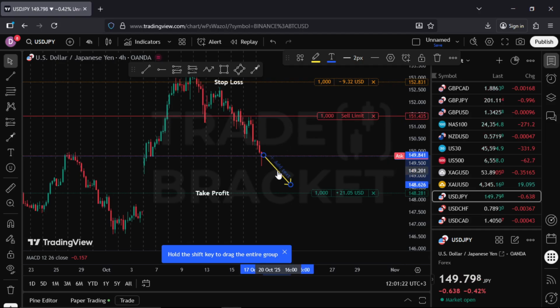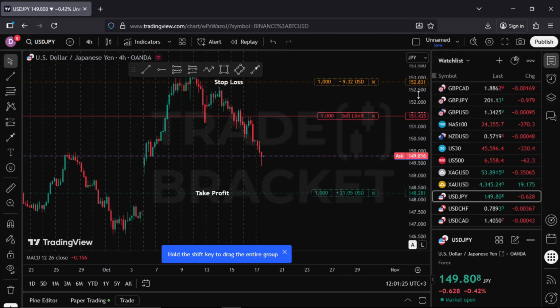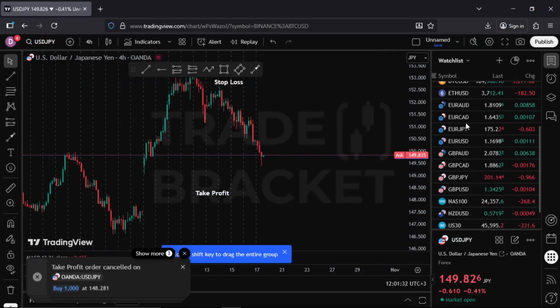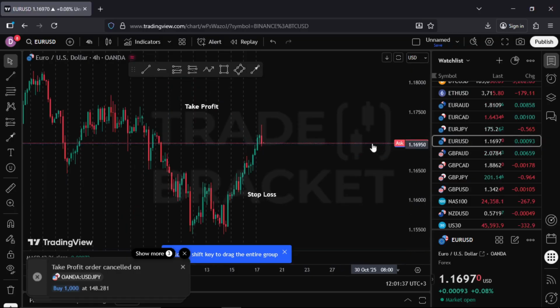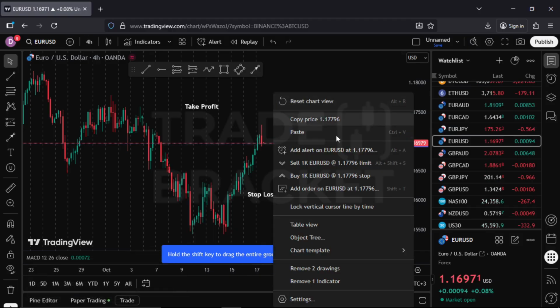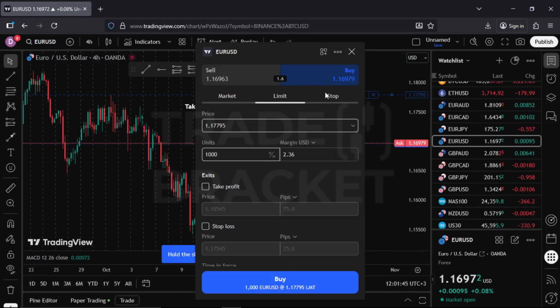So let me clear this and then go to the next order, which is the stop order. Let me cancel this, and then go back to our Euro USD pair. I want to give you an example using the stop order. So I'll right click once again, then pull up the order ticket, and then select the stop order. We're going to start with the buy stop order. So just select the stop order right here and then select buy.